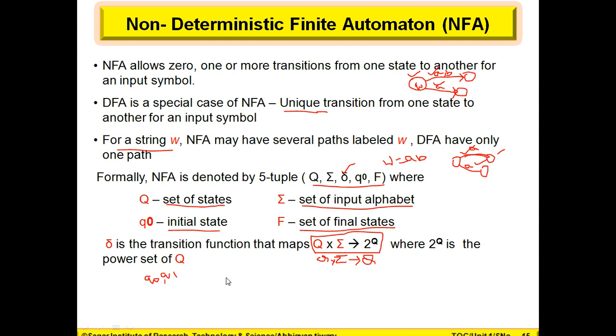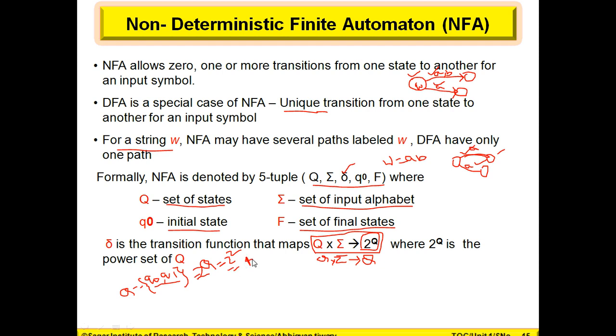So what is 2 to the power Q? It is the power set of this. We'll see how to make an NFA. Right now we assume that we have two states, Q0 and Q1, and we have to identify 2 to the power Q. Because we have two elements here, that is how it is going to give you 4.